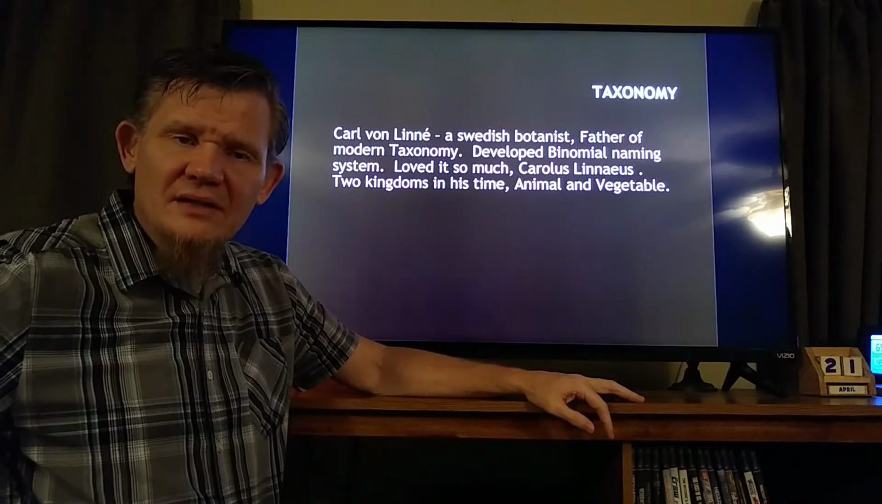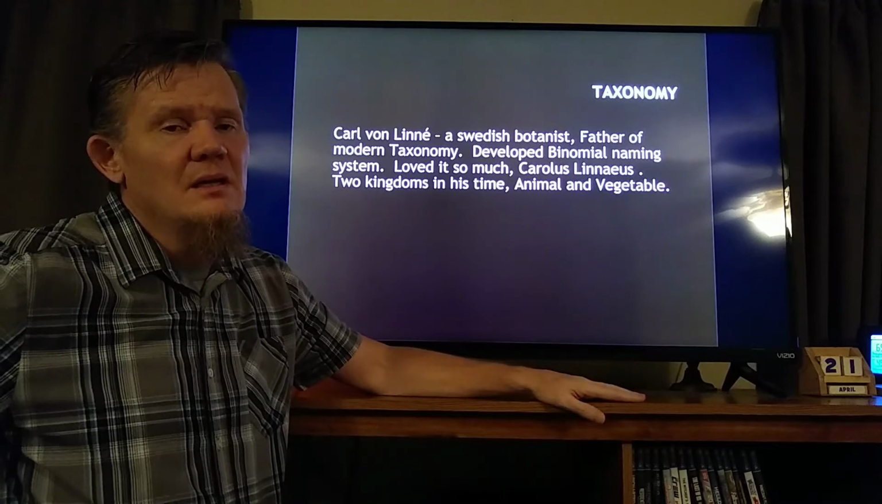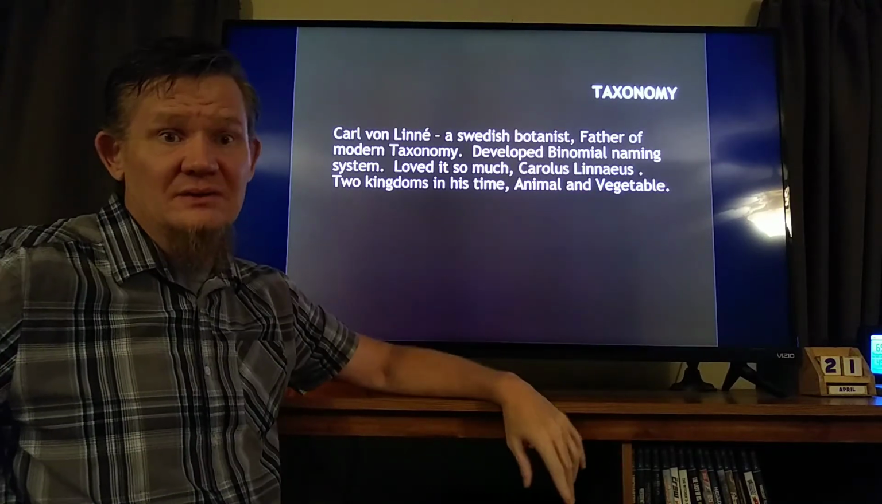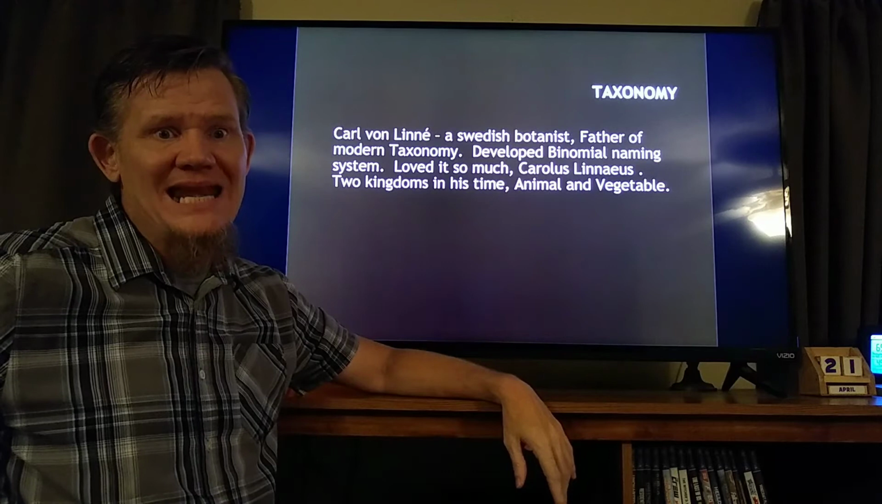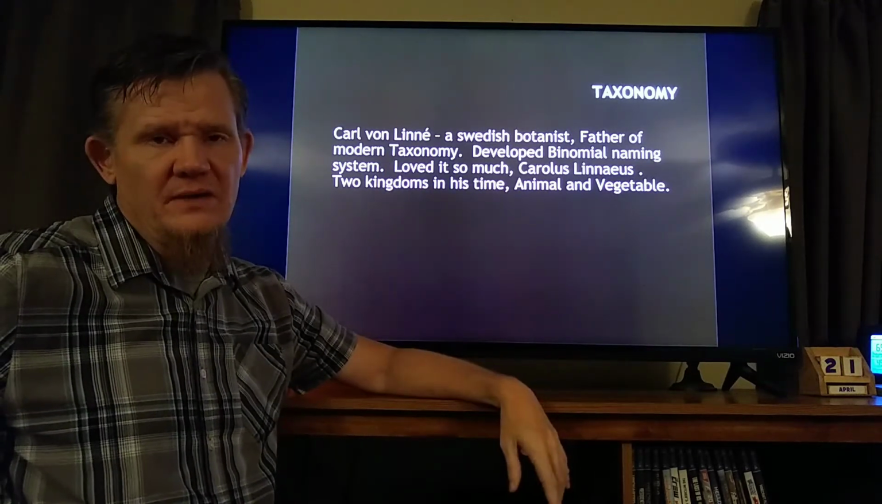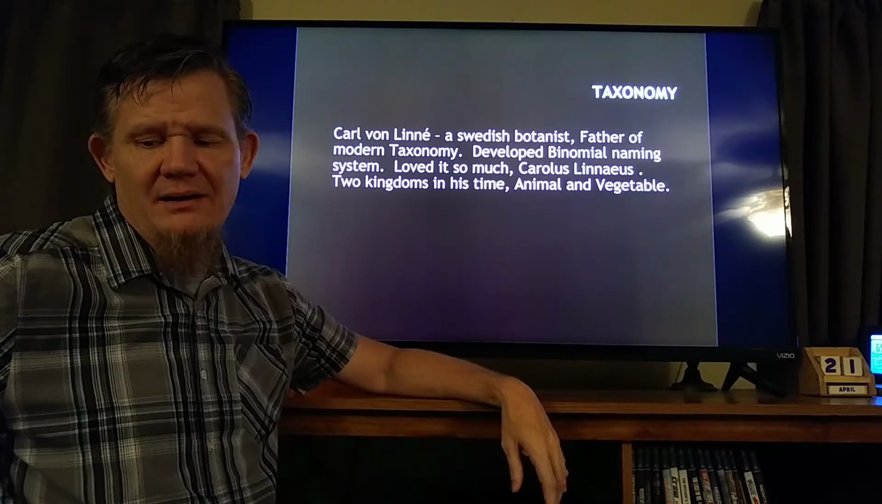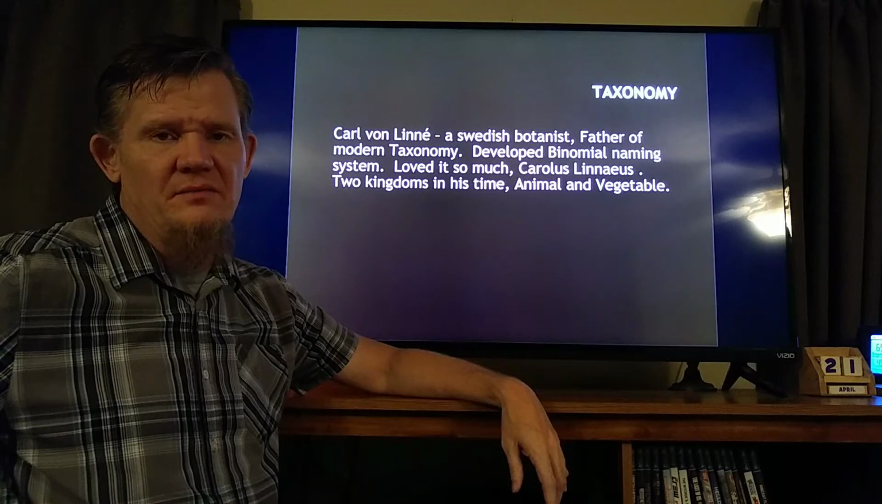How do we classify living things? How do we decide who's related to whom? How do we name living things? The way we name living things is by what's called taxonomy. Taxonomy studies the naming of organisms, and it was invented by this guy named Carl von Linné. Carl von Linné was a Swedish botanist, and he's the father of modern taxonomy.